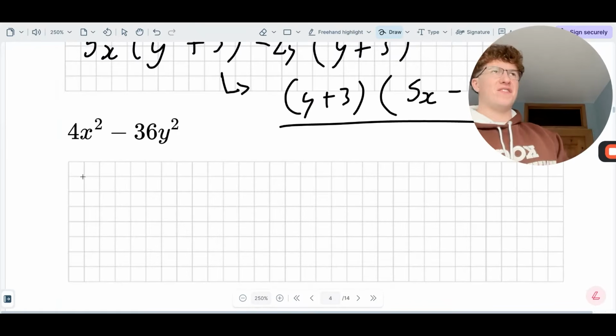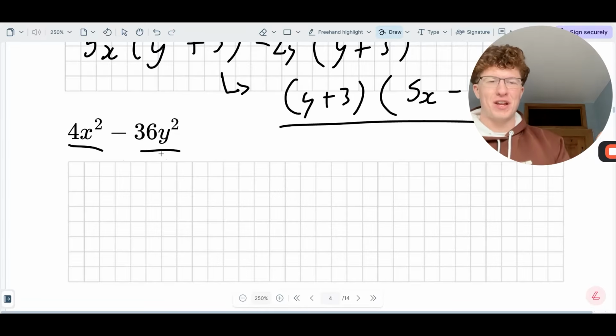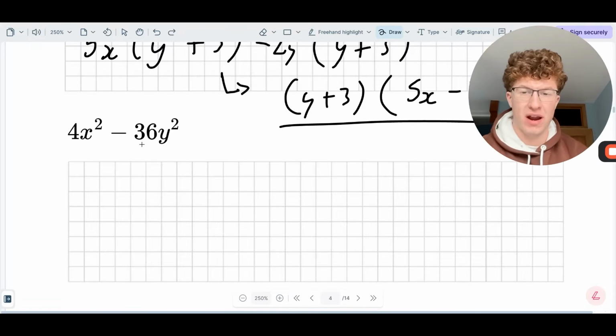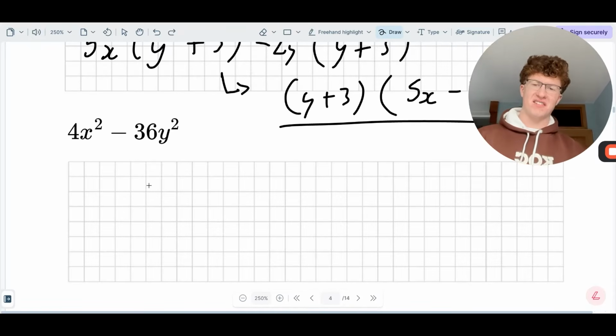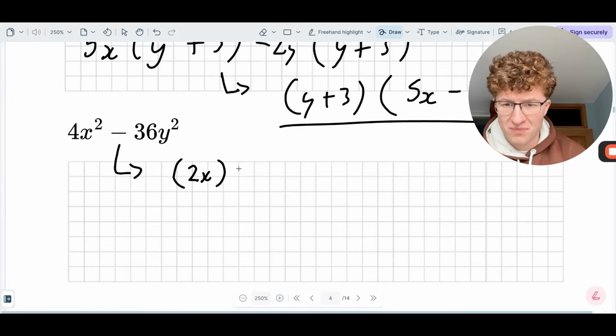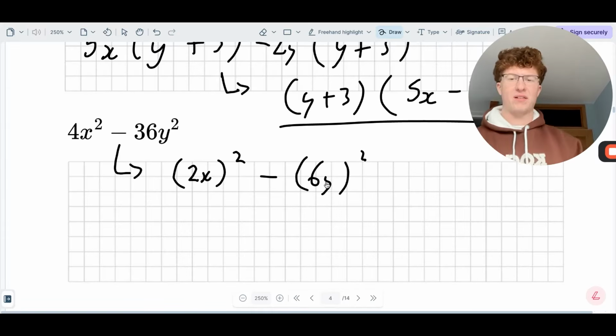This is a difference of 2 squares. Difference because of the minus sign. We have 2 expressions, 2 little equations, and squared. The 4 is the same as 2 squared, and the 36 is the same as 6 squared. So you need to spot that we can rewrite this as 2x all squared minus 6y all squared.